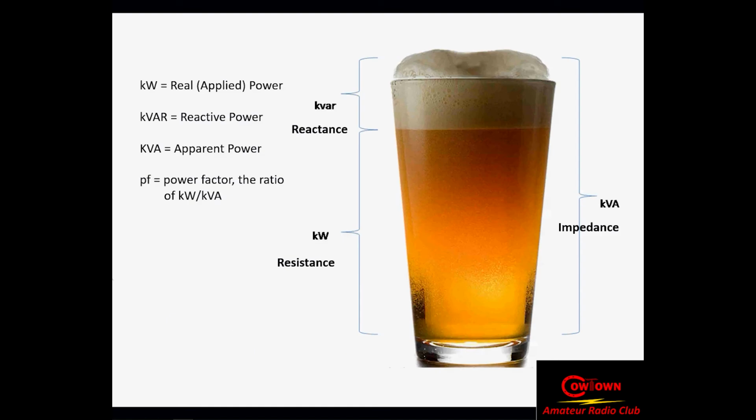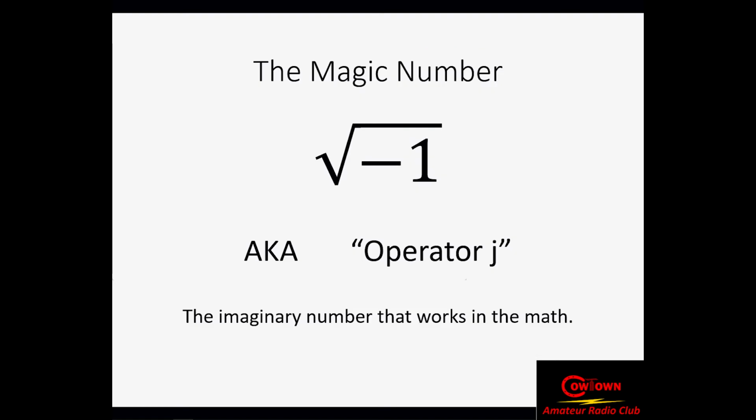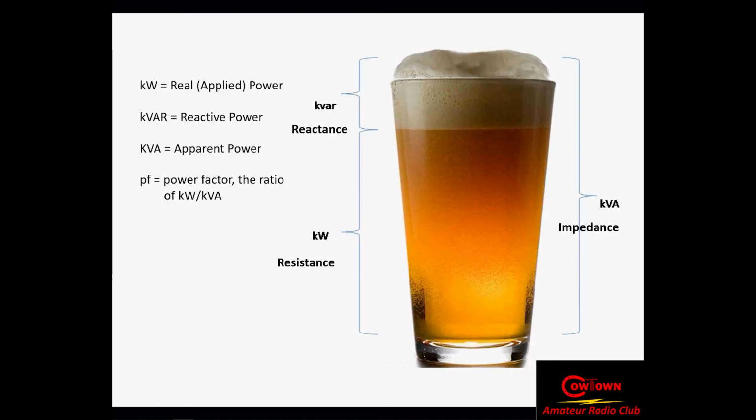And I've got this cute little illustration that I think is fairly self-explanatory, particularly if the glass is full of German beer. But just think of the liquid part as the real part, the foam as the reactive part, and then the impedance, think of the impedance as the combination of the reactance and resistance.